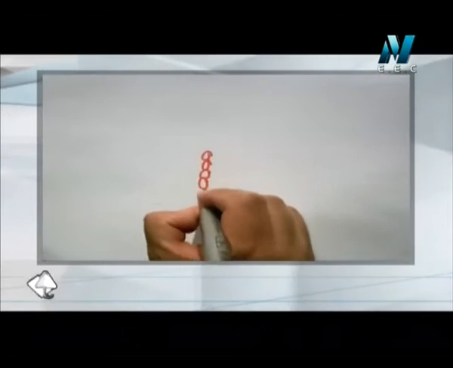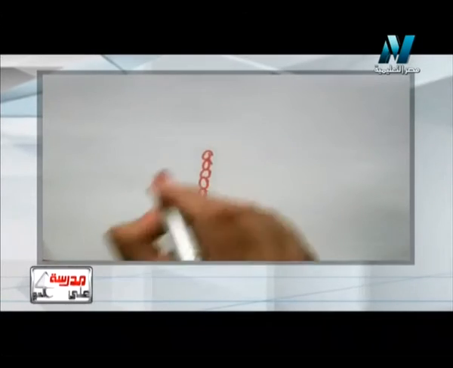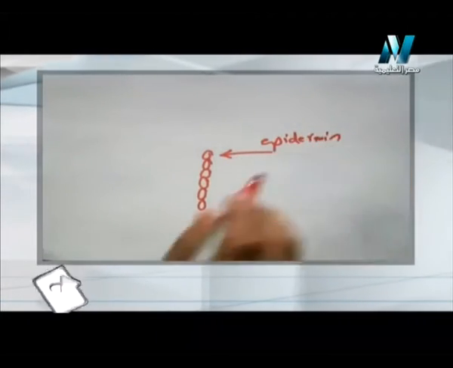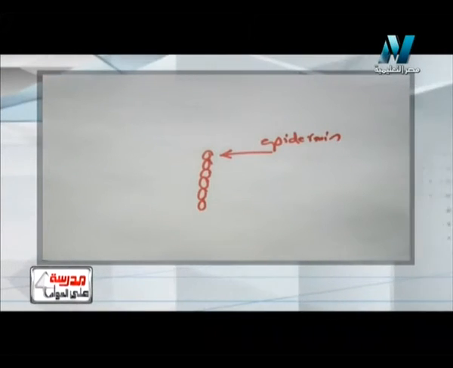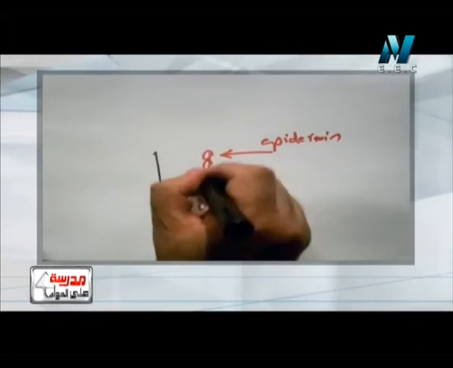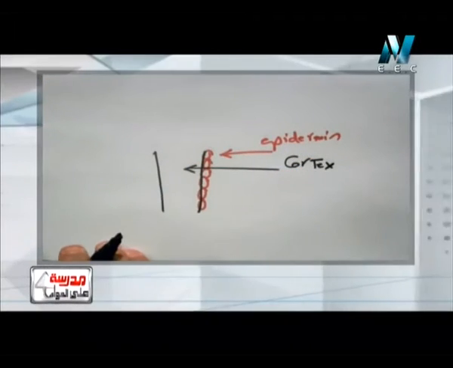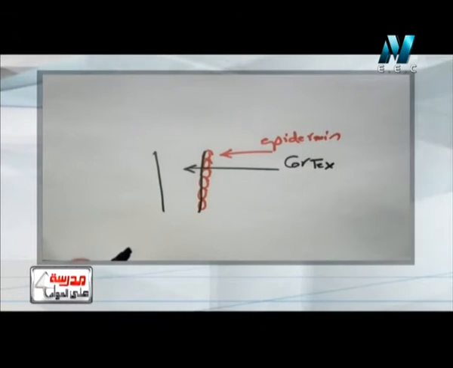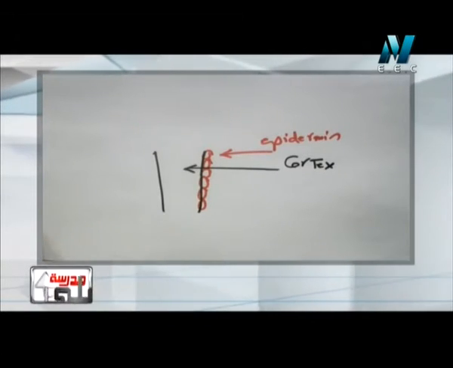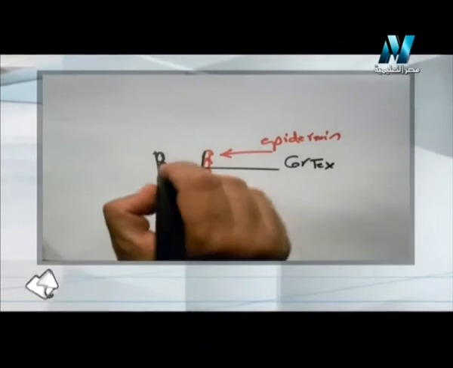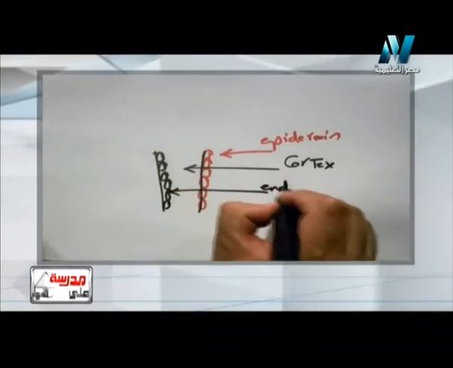Number one, or the first layer, is called the epidermis. It's like these cells. The second layer, which is bigger, is called cortex. But the last row of this layer we call endodermis. Endodermis, but it's not a layer.